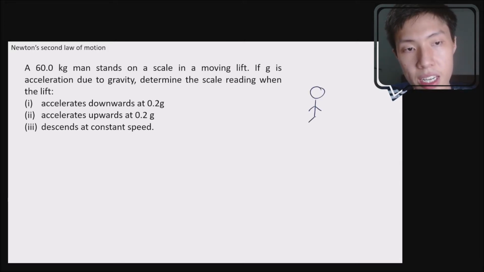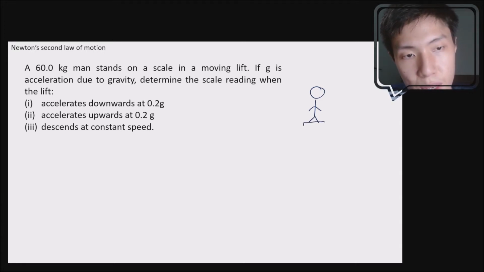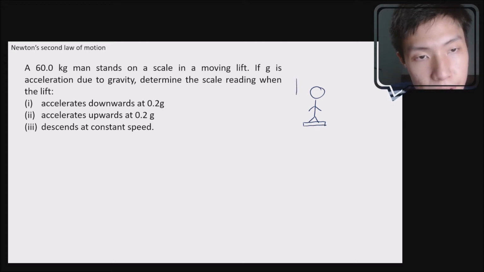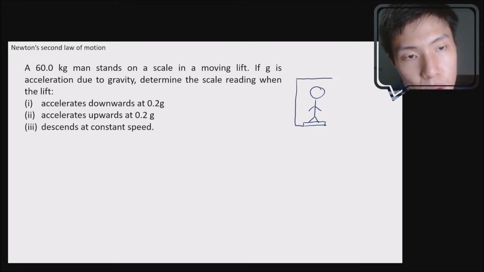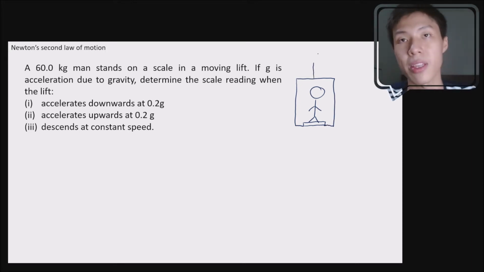and this 60 kg man here is standing on a scale. So let's draw something rectangular to represent the scale. And this scale here is in the moving lift. So this will be the lift. I assume something like this. Then there's a cable hanging, because it's a lift, it might go up and down.